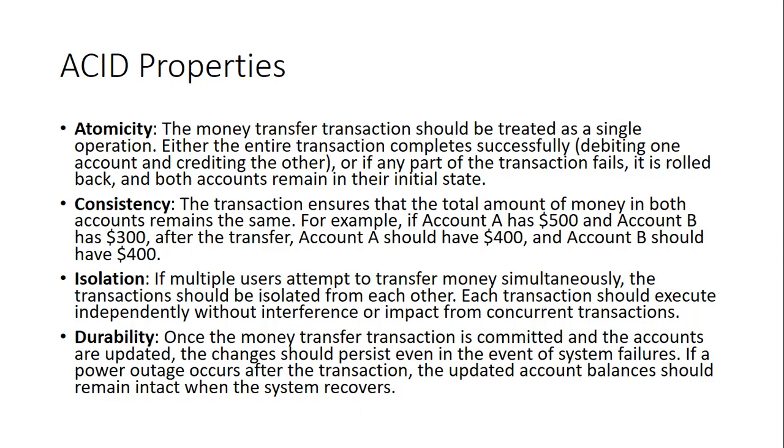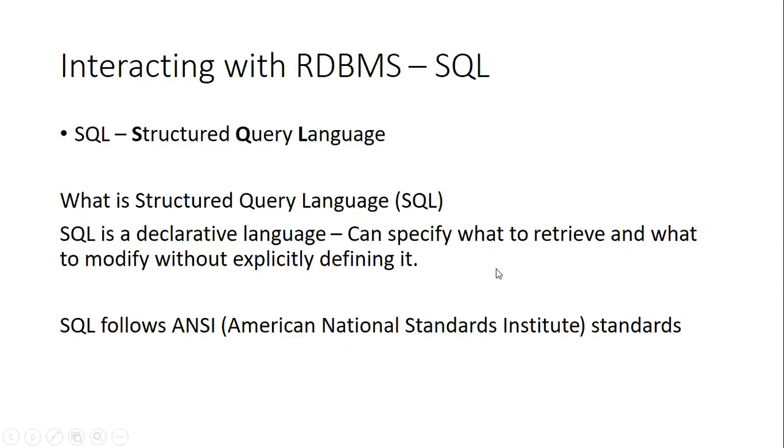So these properties need to be present in an RDBMS, and they are called ACID properties: atomicity, consistency, isolation, and durability. These are the 4 properties that are needed. And when we talk about the way we want to interact with an RDBMS, we use SQL. SQL's full form is Structured Query Language, right? What we mean by structured query language is that it is basically a declarative language.